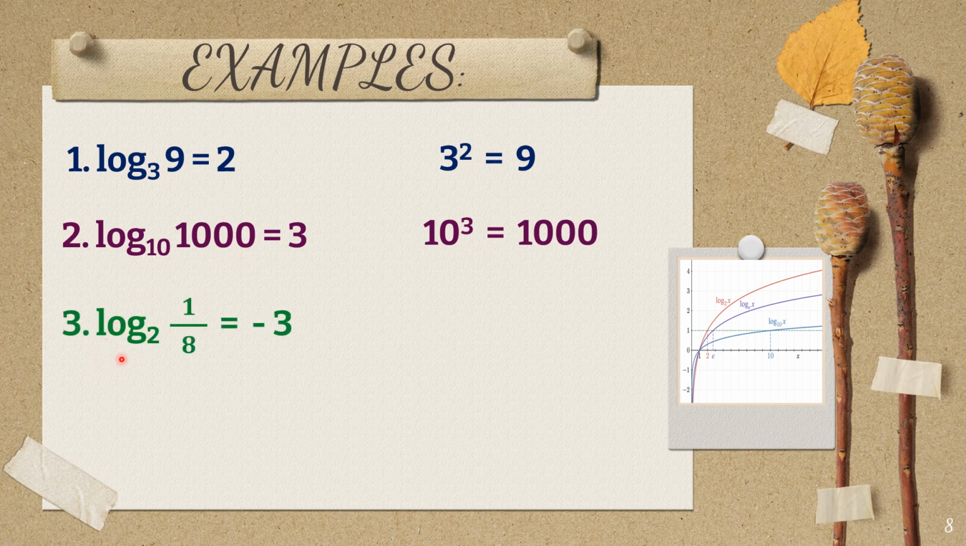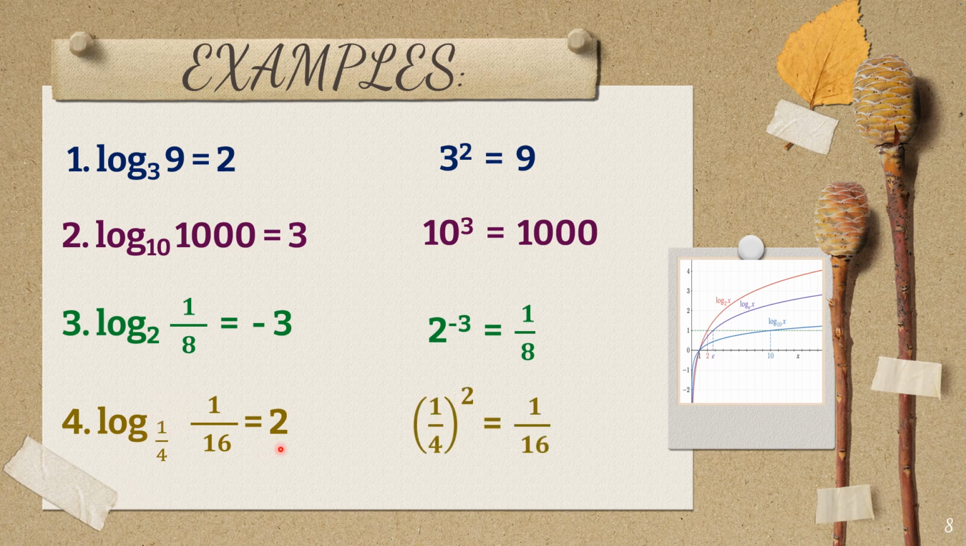Number 3. Logarithm of 1 over 8 to the base 2 equals negative 3. Our base is 2, so 2 to the negative 3 equals 1 over 8. Number 4. Logarithm of 1 over 16 to the base 1 over 4 equals 2. So our base is 1 over 4, so 1 over 4 squared equals 1 over 16.